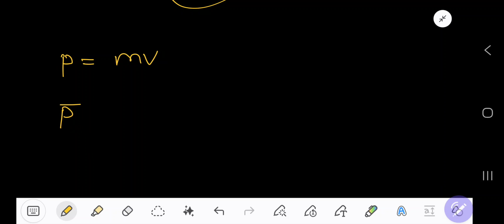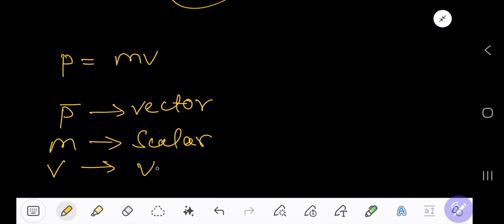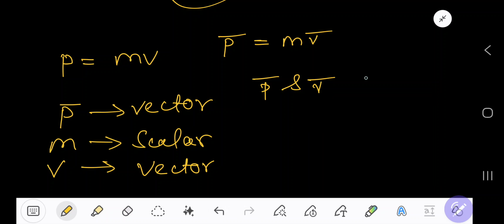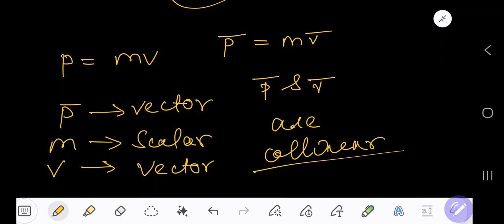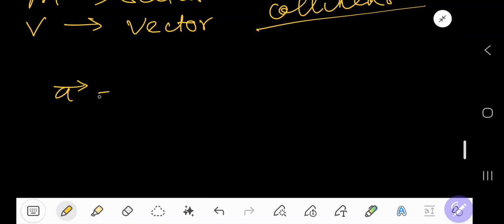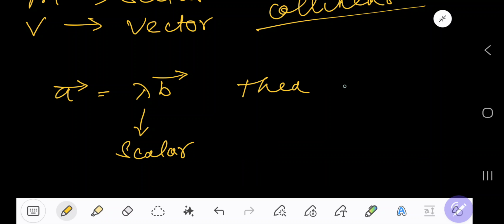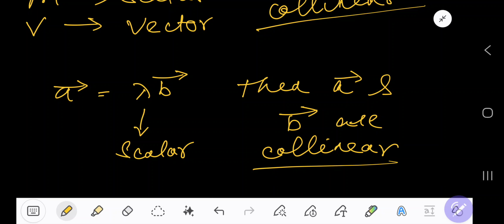So I'll give a practical example of this so it'll be easier. We all know that momentum equals mass times velocity. We also know that momentum is a vector, mass is a scalar, and velocity is a vector. So p bar equals m times v bar. So in this case, p bar and v bar are collinear. So if a bar equals lambda times b bar, where lambda is a scalar, then a bar and b bar are collinear. And that's it.